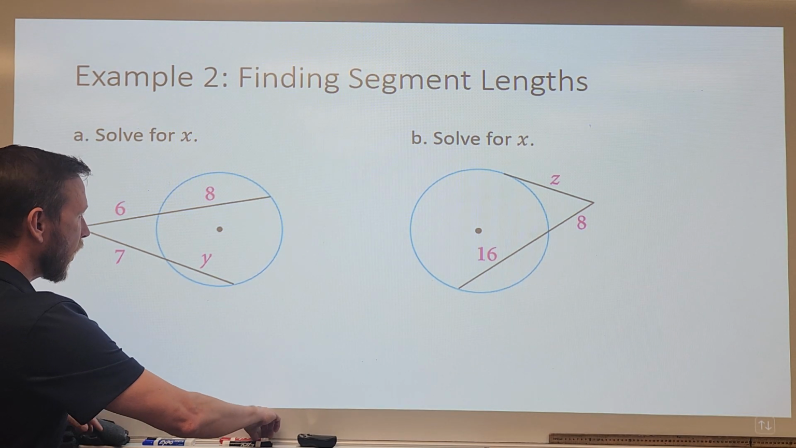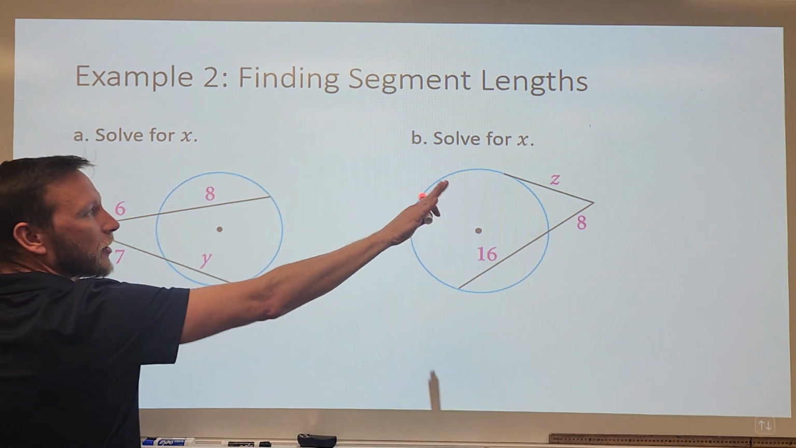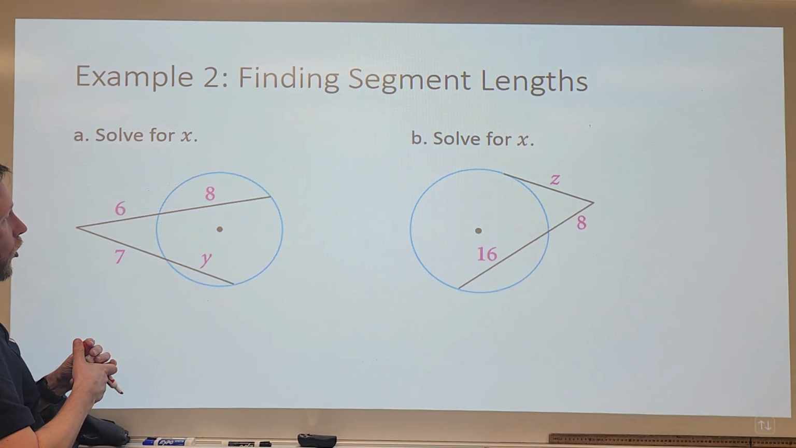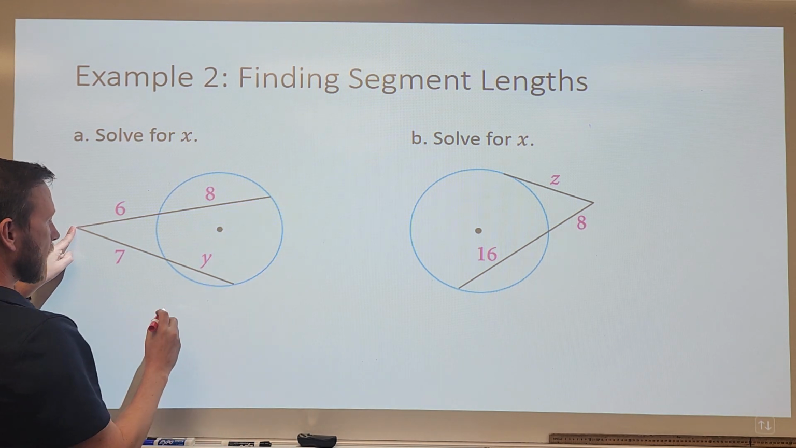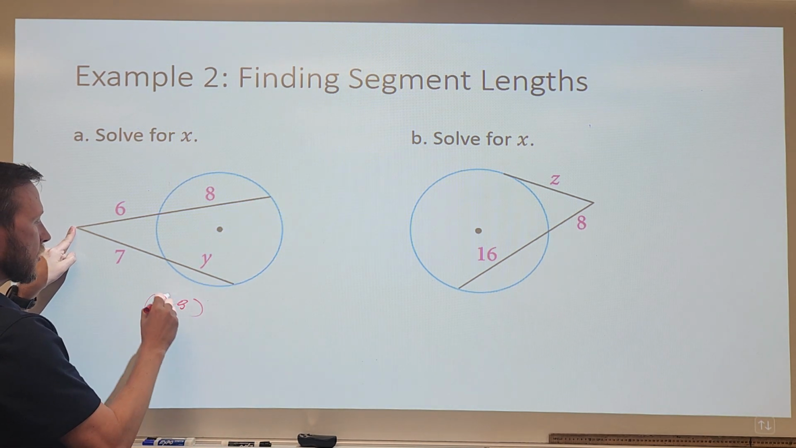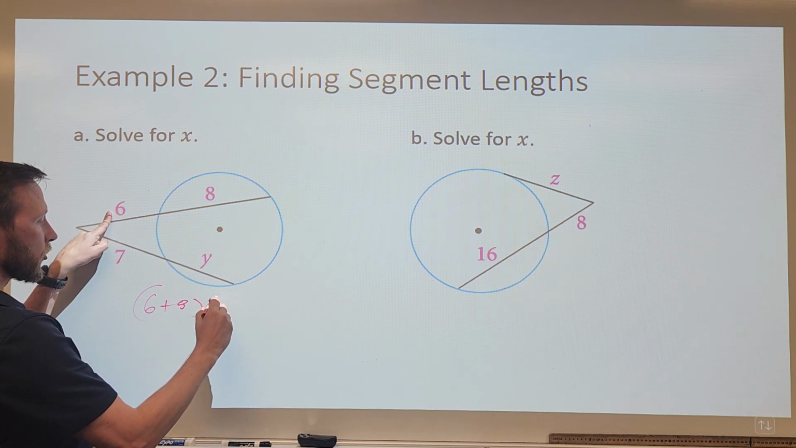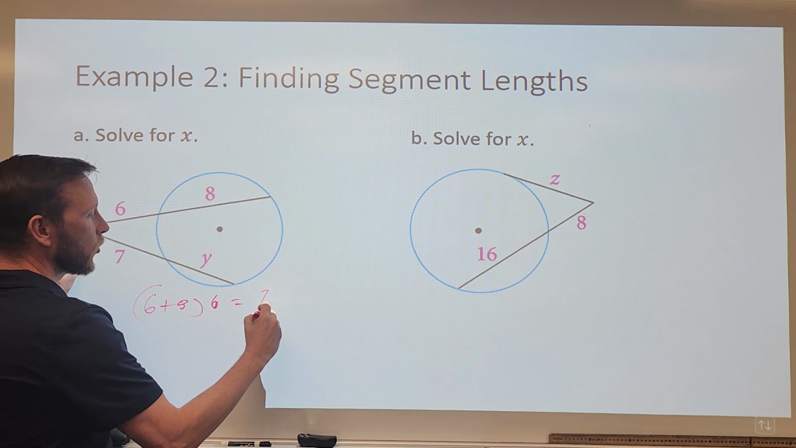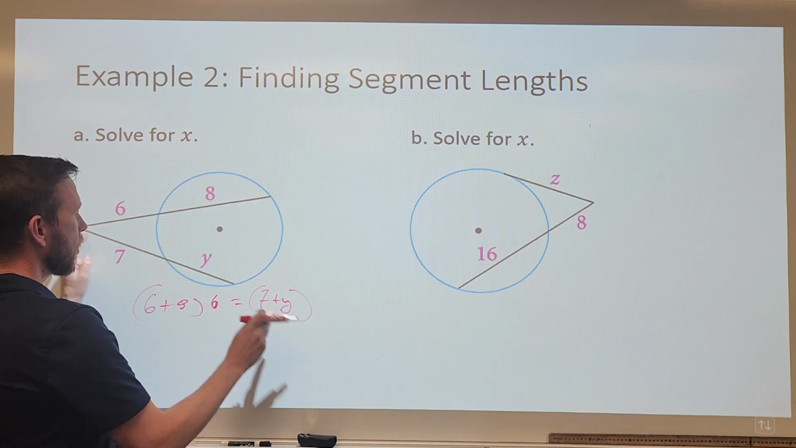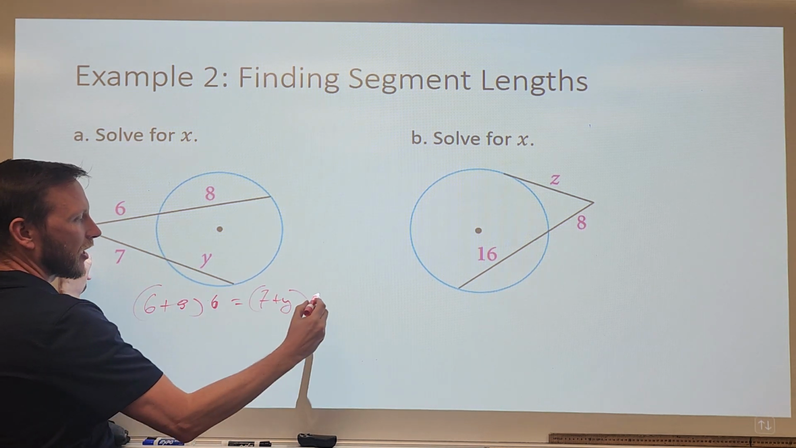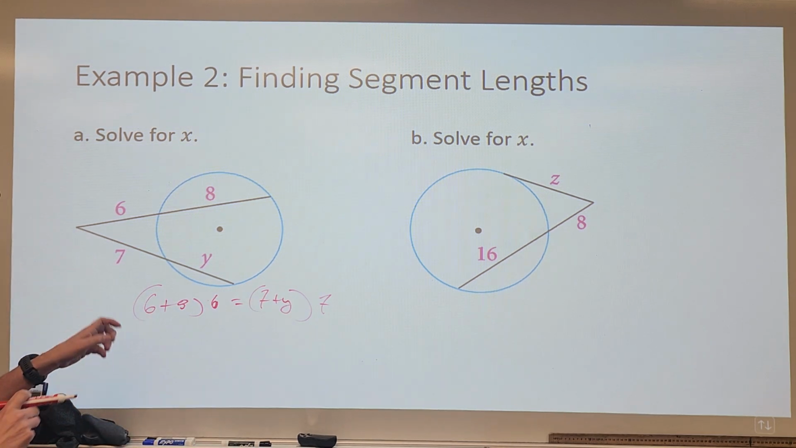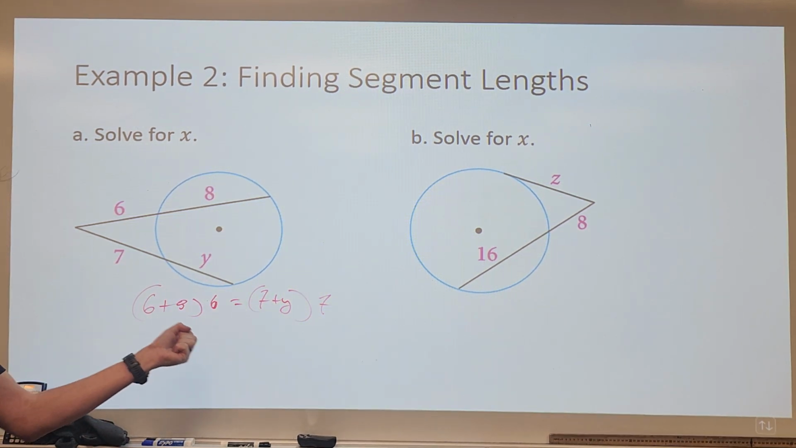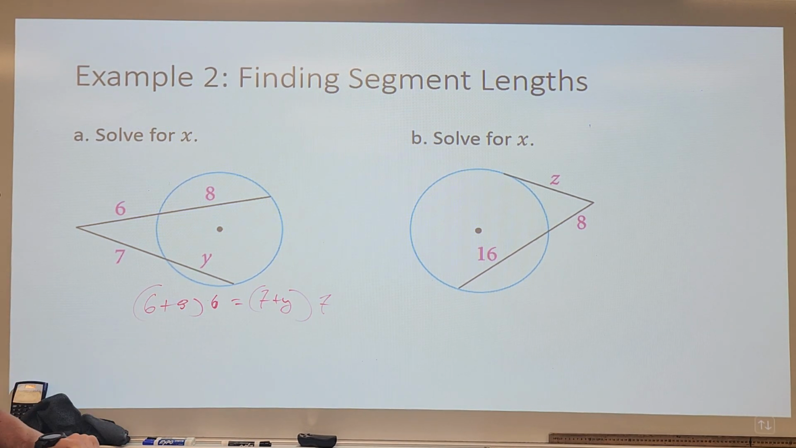So here, the way that we're going to set this up, these are intersecting outside of the circle. So we will have the full length, 6 plus 8, multiplied by the part outside of the circle, which is 6. That will equal this whole thing, which is 7 plus y, multiplied by the part that's outside of the circle, which is 7. You can solve that equation doing Algebra 1. You need to solve this one.